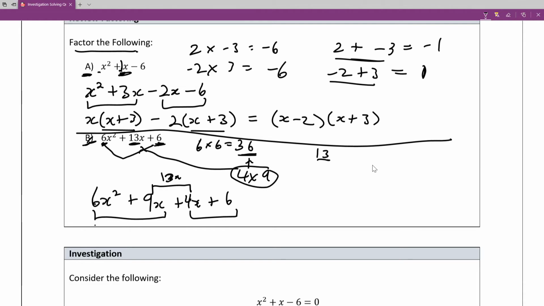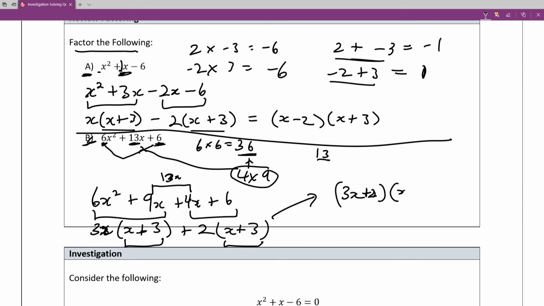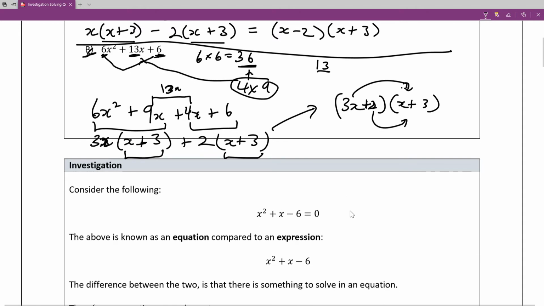Okay. You can factor out a 3x because each of these has 3x, and then you can factor out a 2 here, leaving x plus 3. And then you should realize that each of these has x plus 3. So what we're going to do is factor out an x plus 3 from these two terms. So what we end up with is 3x plus 2 times x plus 3, because the 3x has x plus 3 and the 2 has x plus 3. Okay, so this is the factored form for question B.